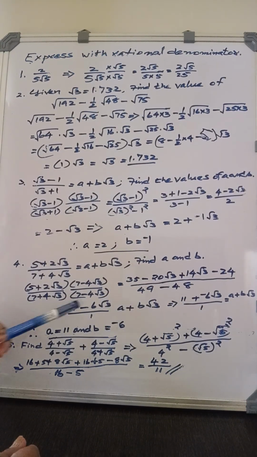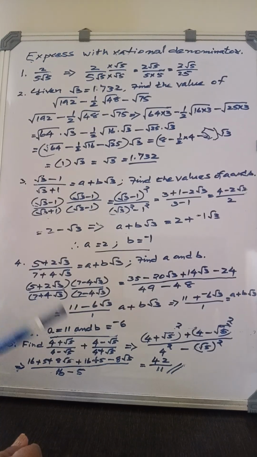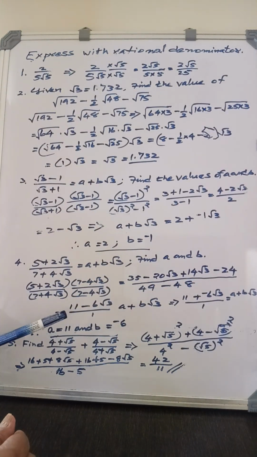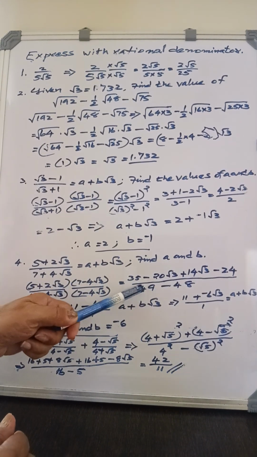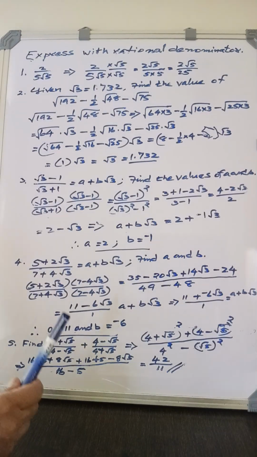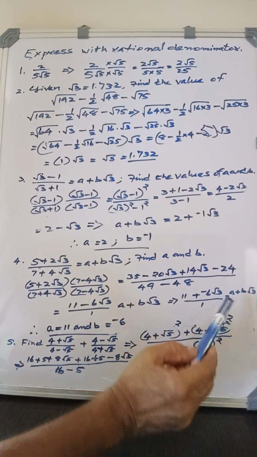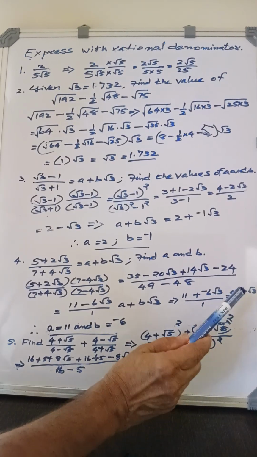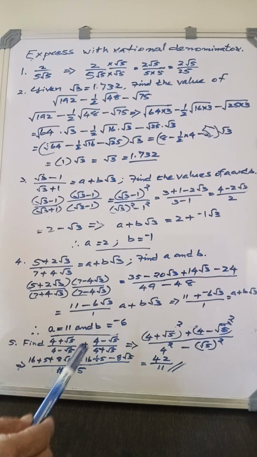By a plus b into a minus b, a squared minus b squared, that is 7 squared, 49, minus 4 root 3 the whole squared, 4 squared is 16, root 3 squared 3, 16 into 3, 48. Here 35 and minus 24 gives 11, and minus 20 root 3 plus 14 root 3 gives minus 6 root 3, 49 minus 48 gives 1. Therefore, 11 plus minus 6 root 3 by 1 equals a plus b root 3. Denominator 1 we are not considering. 11 plus minus 6 root 3 equals a plus b root 3. Therefore, a equals 11 and b equals minus 6. That is the final answer.